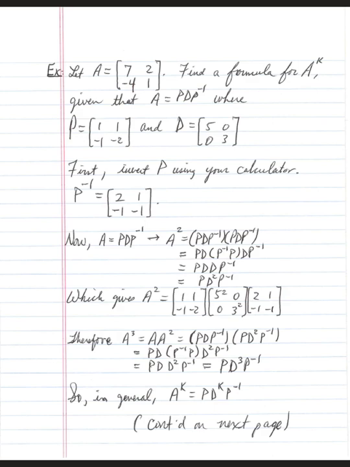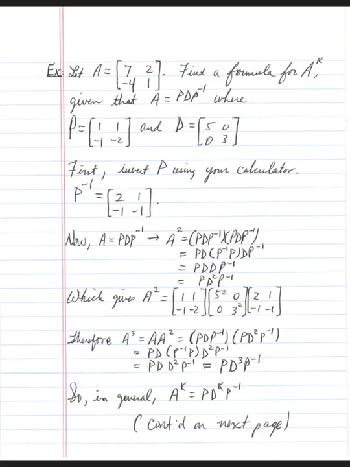Let's look at another example. Let A be the matrix 7, -4, and 2, 1. Find a formula for A to the K. Given that A is equal to P times D times P inverse, where matrix P is this 2 by 2, and matrix D is the same diagonal from the first problem.